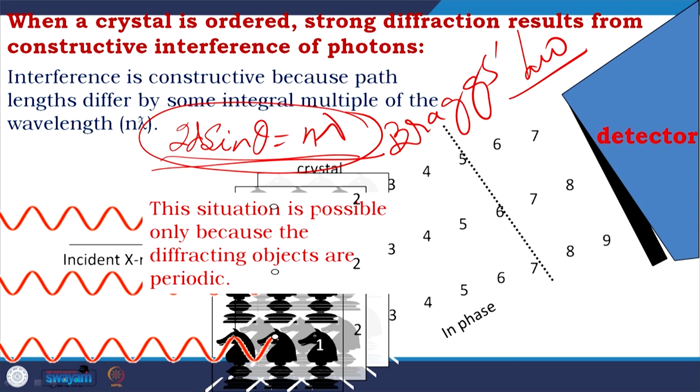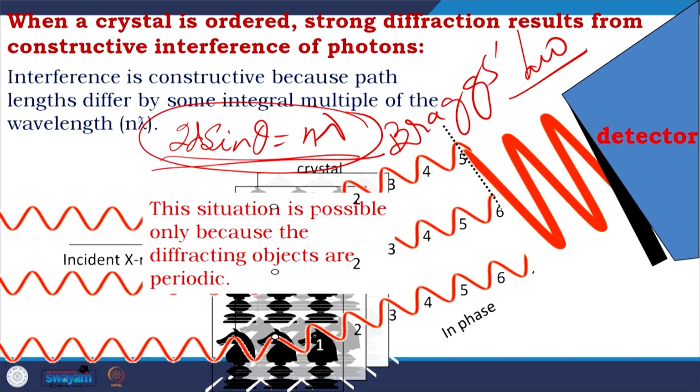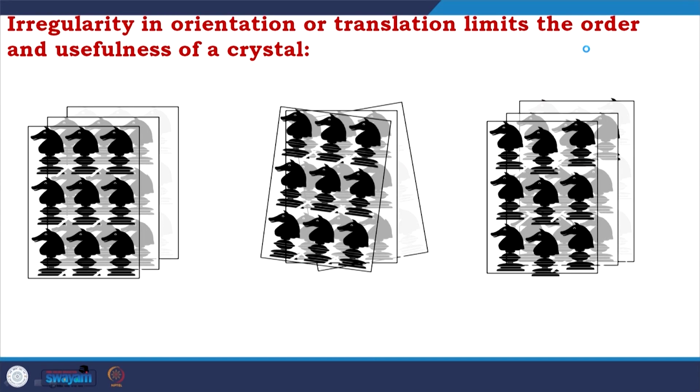This situation is possible only because the diffracting objects are periodic. To be periodic, what has to happen? Again, think about the array of planes. All your planes have to be at equal distance, then you get a periodic function, and then it would be in phase. So the detector will get that and you will get a good signal. But if this is not periodic, if there is irregularity, you will see that the crystal is not giving good diffraction. So irregularity in orientation or translation limits the order and usefulness of a crystal. If you look at this crystal, this is perfect.